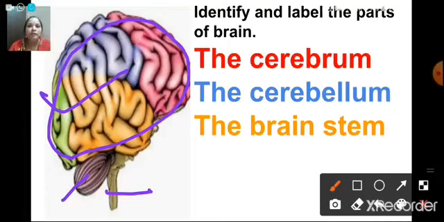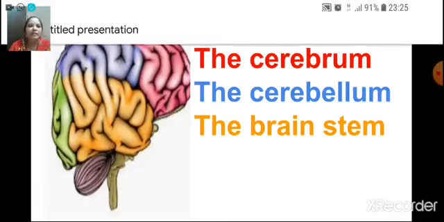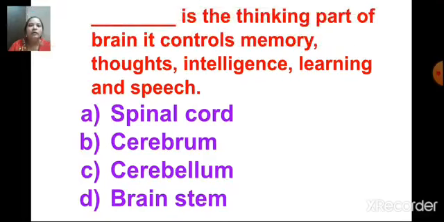So now children, we have done this so many times, practiced labeling part of the brain we have done so many times, right? So now you should be able to identify these three parts, that is cerebrum, cerebellum and the brainstem. Now the first question is, dash is the thinking part of brain. It controls memory, thoughts, intelligence, learning and speech.